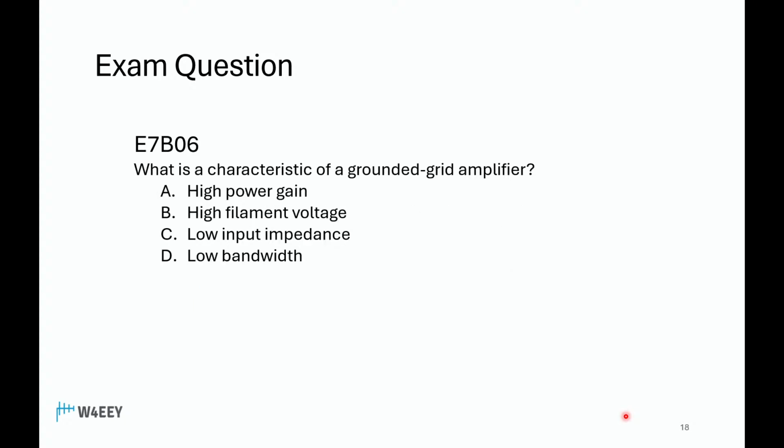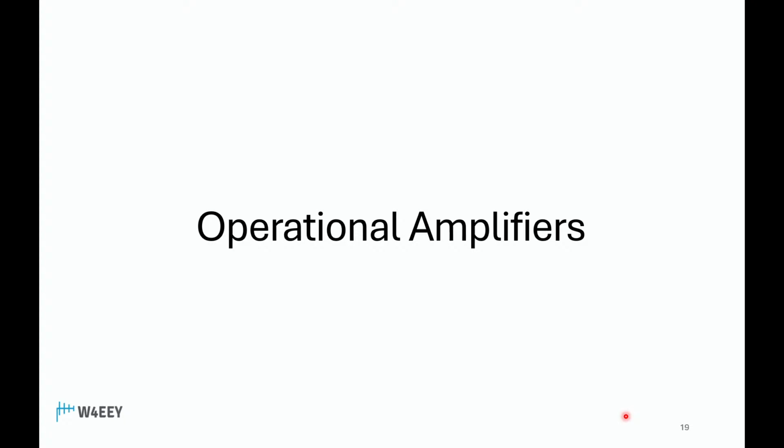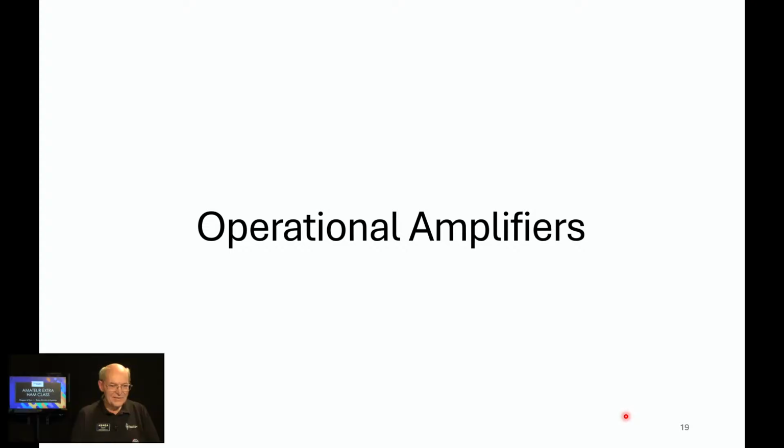What is a characteristic of a grounded grid amplifier? C. Charlie. Charlie, low input impedance. A good match to a transceiver output. Now that wasn't so hard, was it? We cruised right through that. There weren't a lot of pool questions. The theory behind all of this would be, as Gary likes to say, an entire semester in college, but we've focused on what we need to know.